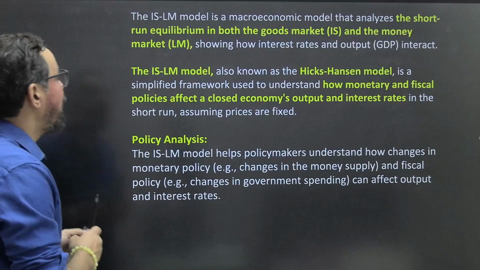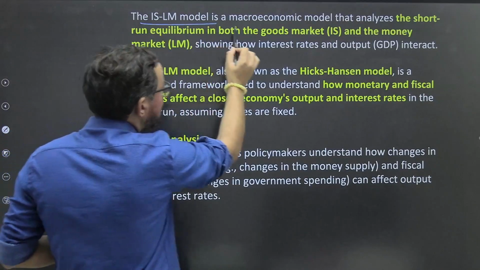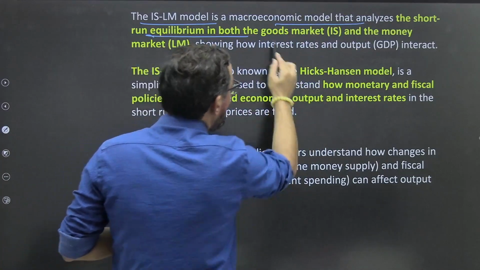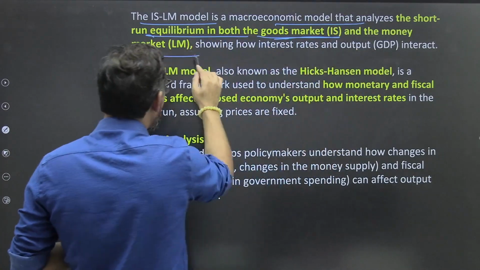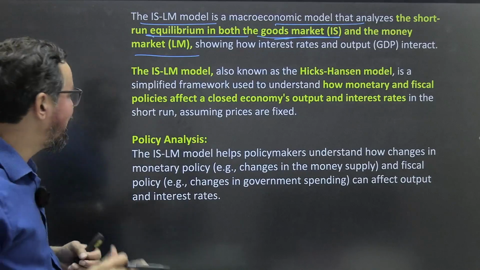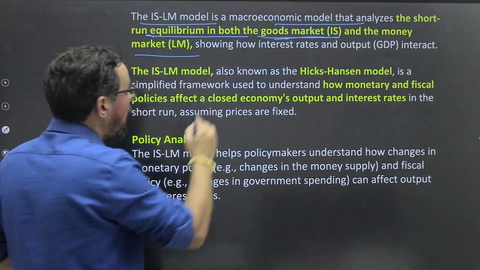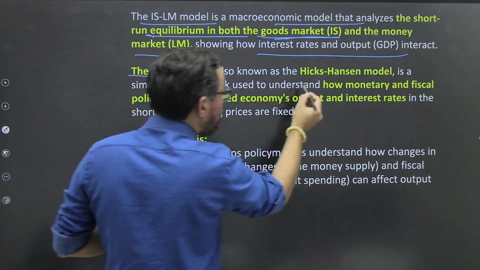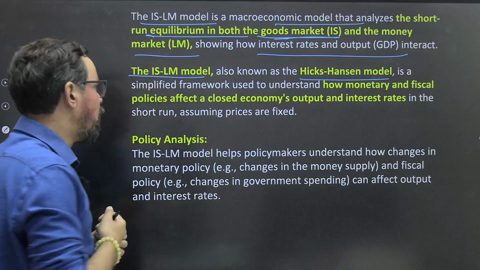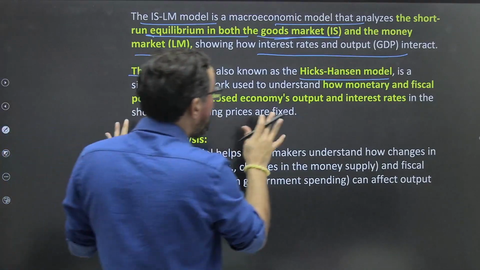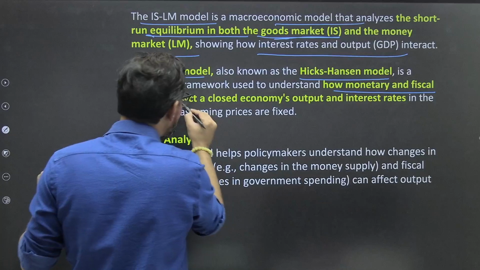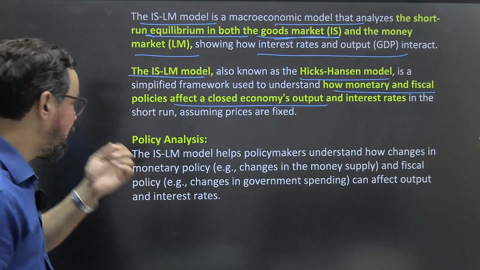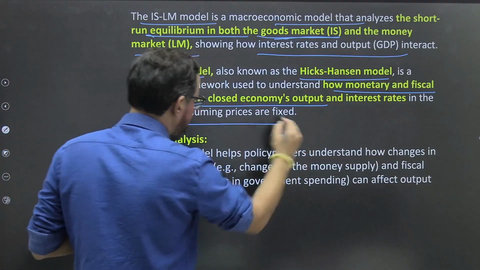Okay? So the IS-LM model is a macroeconomics model that analyzes the short-run equilibrium in both the goods market and the money market. So IS is related to the goods market and LM is related to the money market, showing how interest rate and output GDP interact. The IS-LM model, also known as the Hicks-Hansen model, is a simplified framework to understand how monetary and fiscal policies affect a closed economy's output and interest rate in the short term, assuming prices are fixed.